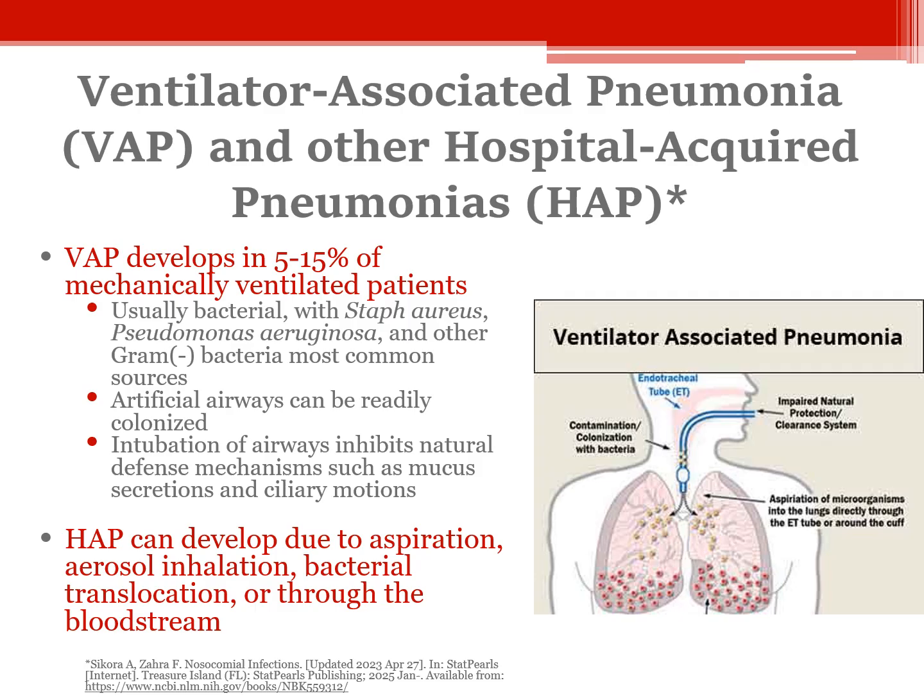The last category of healthcare-associated infections I will discuss in this module are ventilator-associated pneumonia and other forms of hospital-acquired pneumonias. Many people who get admitted into a hospital wind up being put on a ventilator and being given mechanical ventilation. Of people who receive this mechanical ventilation, anywhere from 5 to 15% of them will develop ventilator-associated pneumonia. Usually, VAP is bacterial in origin, with Staph aureus, Pseudomonas aeruginosa, and other gram-negative bacteria being the most common source.